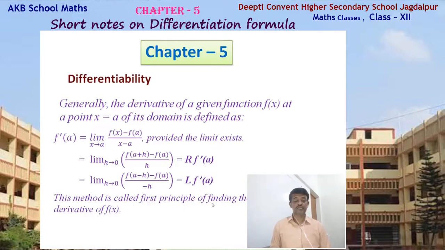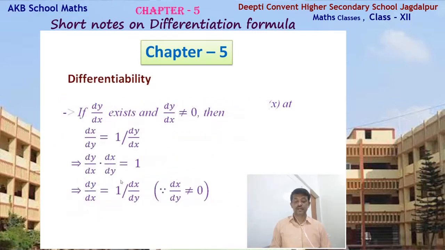This method is called the first principle method. By using this method, that is limit x tending to a, f(x) minus f(a) upon x minus a, where the left hand derivative and right hand derivative both must exist, we can find the derivative. This is called the first principle method for finding derivative. You also know this from 11th class.